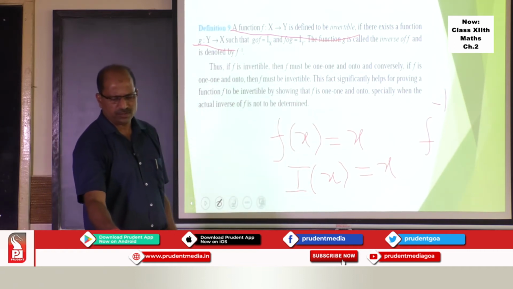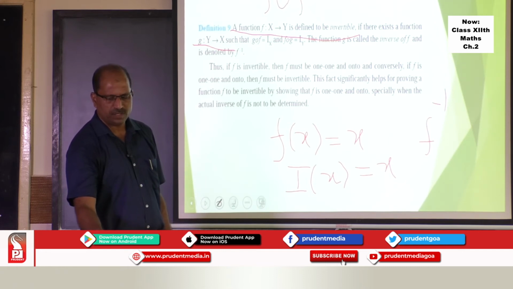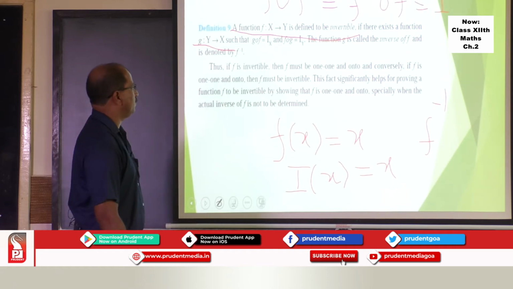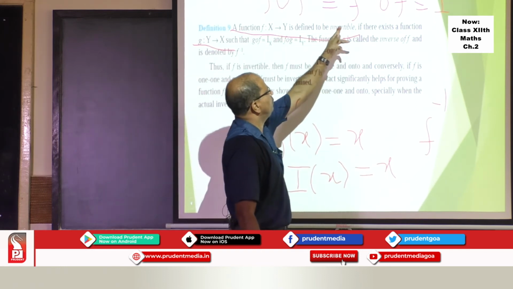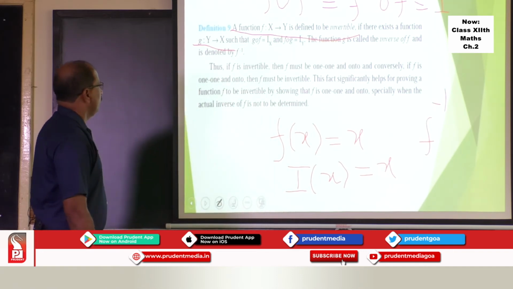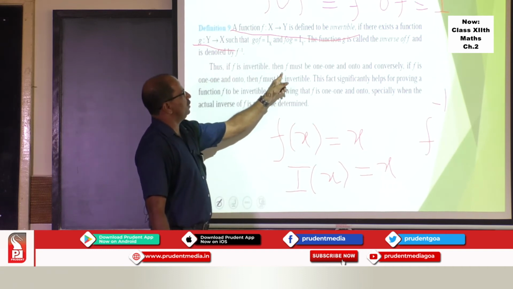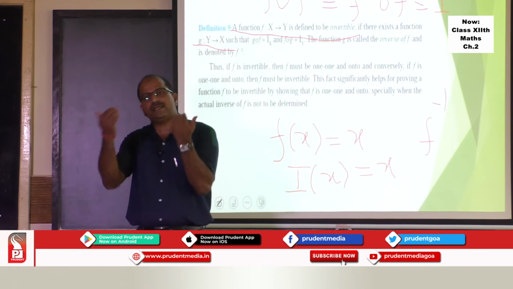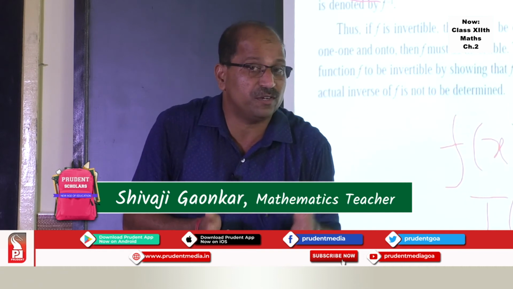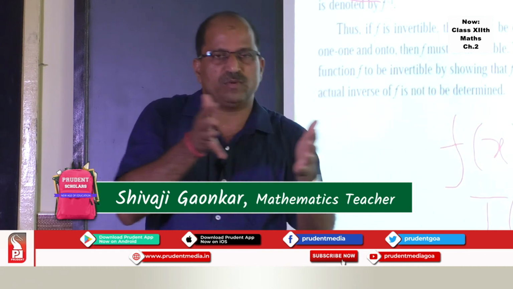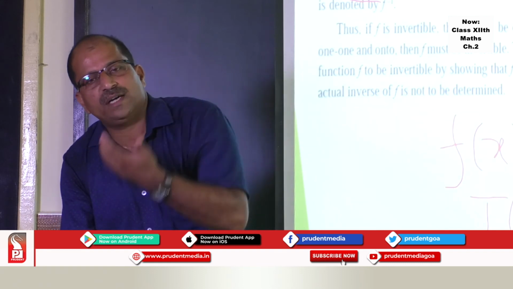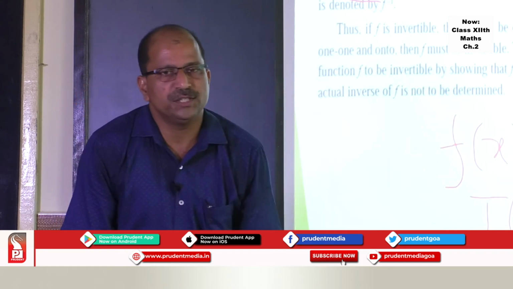And how we will write that? So, f composite f inverse will be equal to f inverse composite f will be equal to I, the identity function. Now, look at this note. Thus, if f is invertible, then f must be 1-1 and onto. To get a reverse function, it should satisfy the same definition which I defined for function from a to b. So, supposing from x to y, f is a function. To get a function from y to x, every element of y must be used, and it should have a unique image in the x.